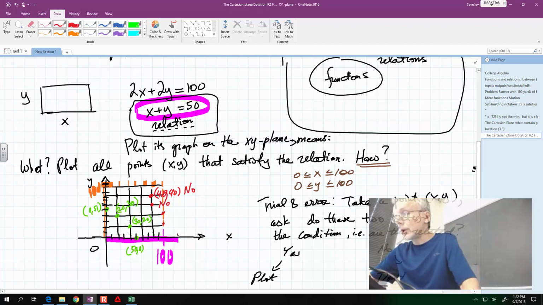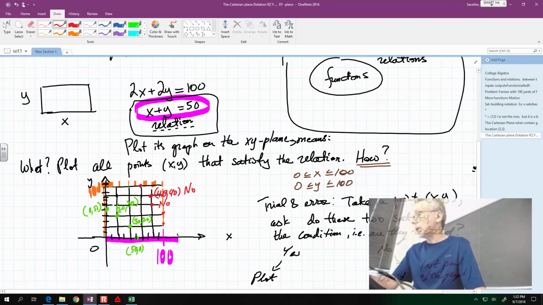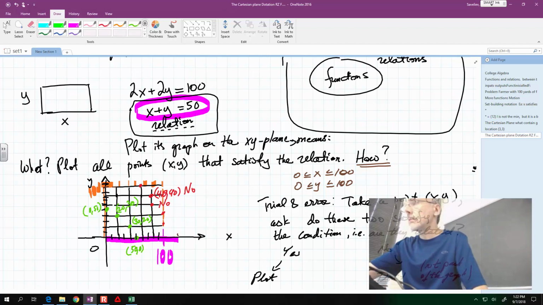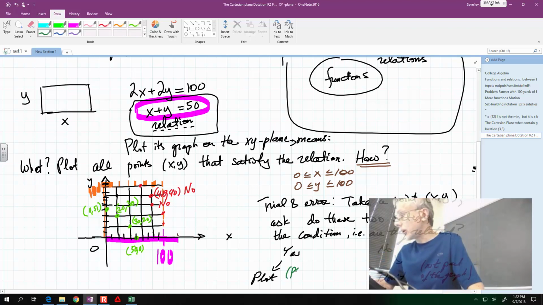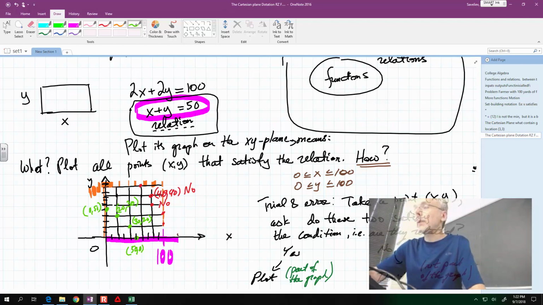And then I check all of these points elsewhere, and they all give me no, and so they're not part of the graph. No means not part of the graph, while this one is. So it is part of the graph. It is very inefficient, but as a matter of principle, that's how it works out. And then if you have enough points, you might be able to guess what the graph looks like.